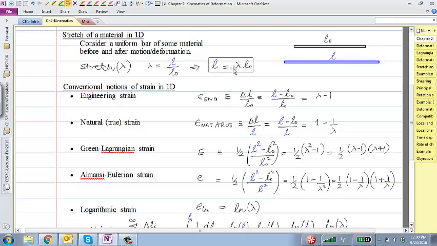What is strain, by the way? When I say strain, what do I mean? Or what do you mean when you use the word strain?